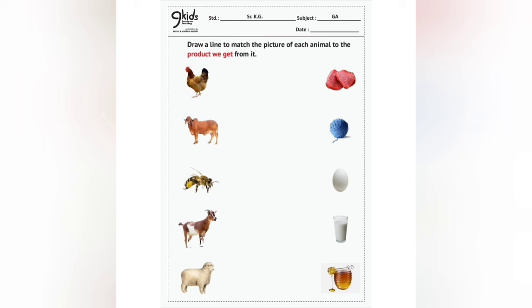So children, the first picture is of a hen. What do we get from hen? We get egg. So you will match the hen with the egg. The same way you have to do the rest of the worksheet.